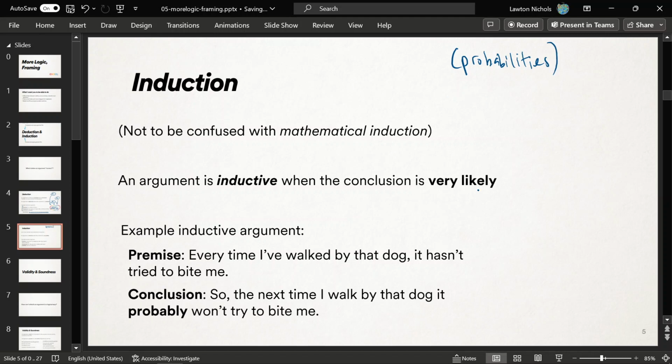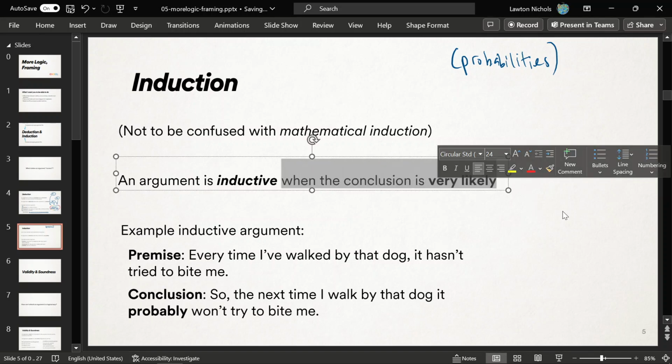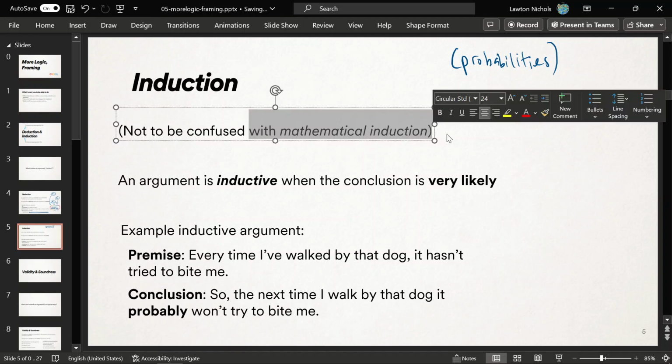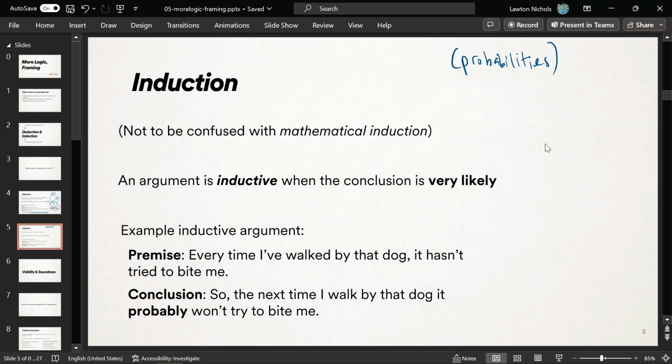Probabilities. I spelled that right, yes. All right, so an argument is inductive when the conclusion isn't a certainty from the premises. It's just really, really likely. There's also something called mathematical induction if we are math majors or we've taken a fancy computer science class. This has nothing to do with that. It's an overloaded term. So induction, in this case, is logical induction. We're talking about arguments. An argument is inductive when the conclusion is very likely based on its premises.